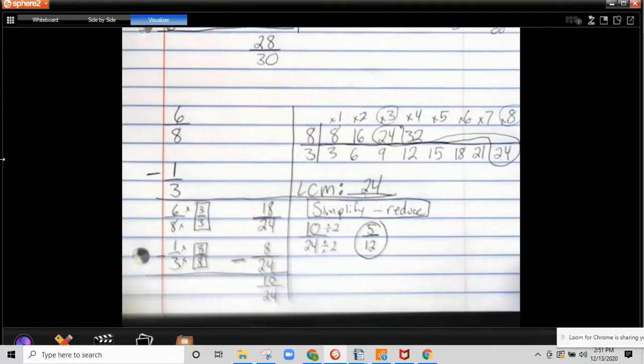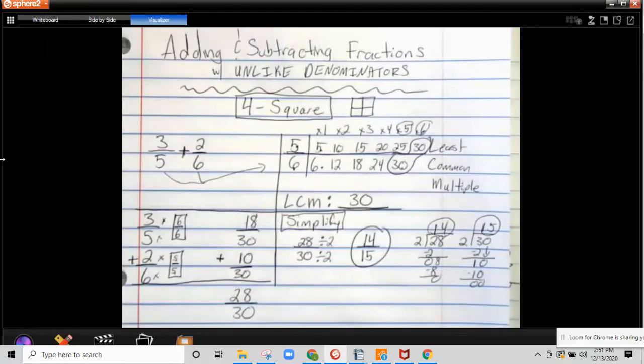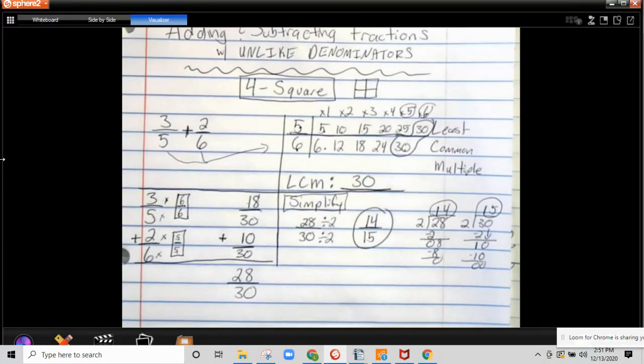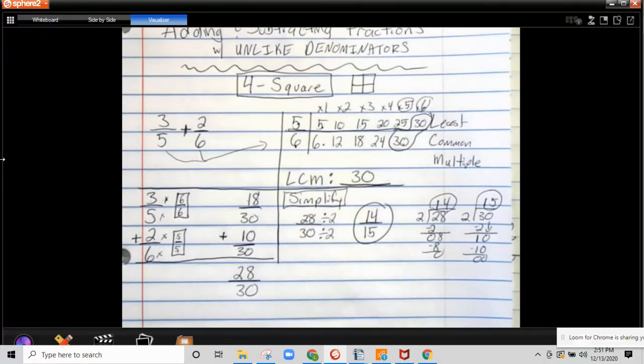And we can do more practice. And this is your addition and subtraction fractions with unlike denominators. And this is our 4 square.